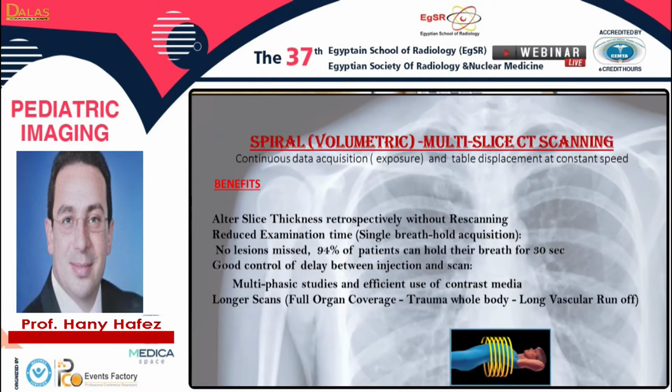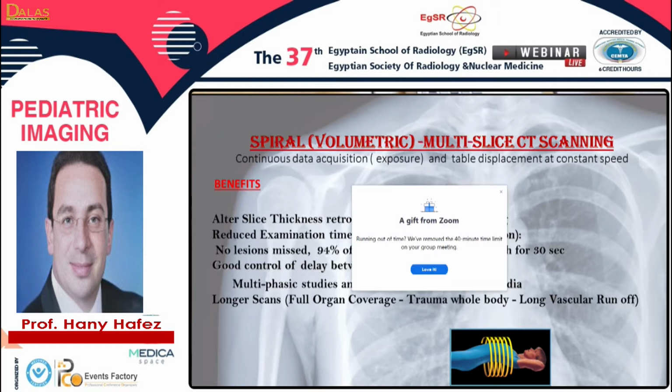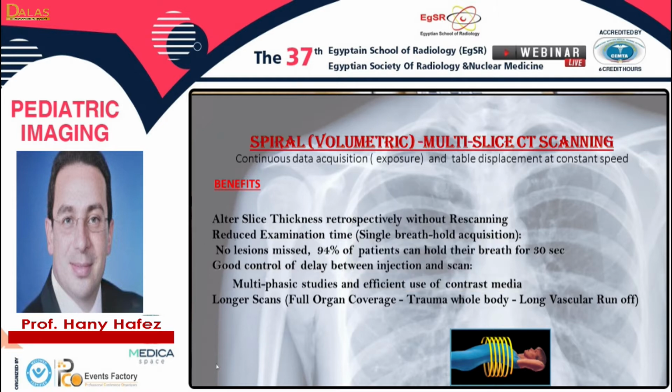Then came spiral and thus multi-slice CT scanning. The ideal name is continuous data acquisition. We could alter slice thickness retrospectively without rescanning and reduce examination time. So in a single breath-hold acquisition, no lesions could be missed, with good control of the delay between injection and scans, multiple phasic studies, and efficient use of contrast media. Longer scans allow full organ coverage, scanning of trauma, whole body, and long vascular runoff.